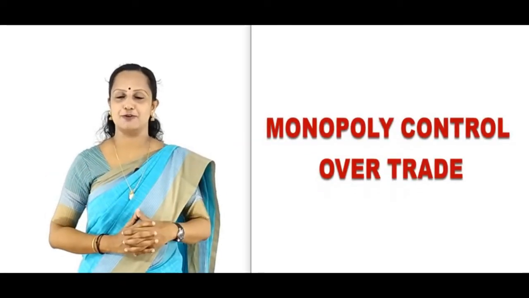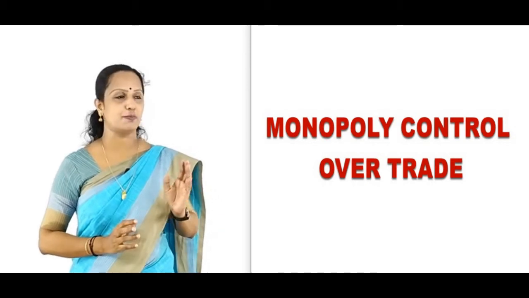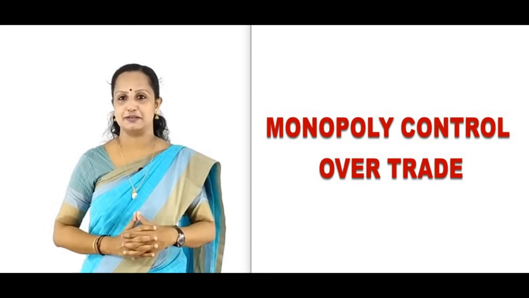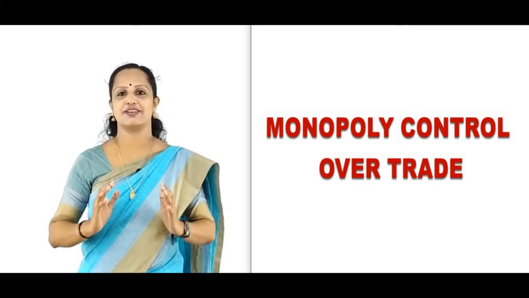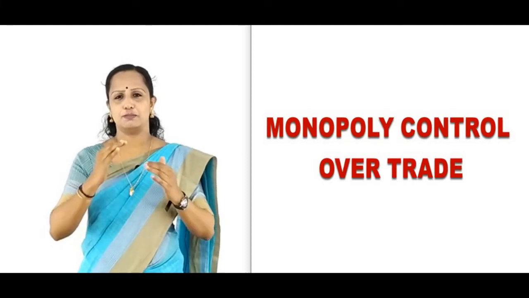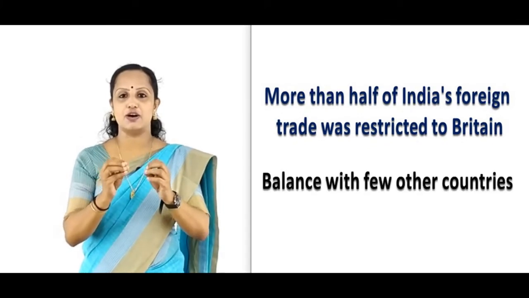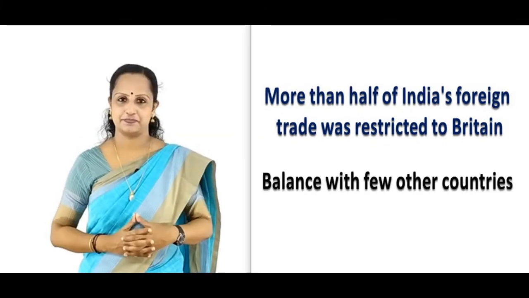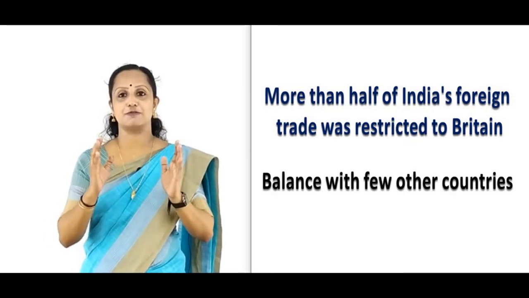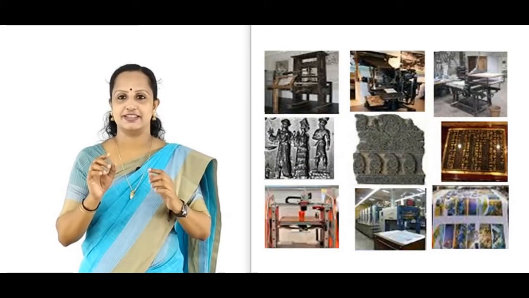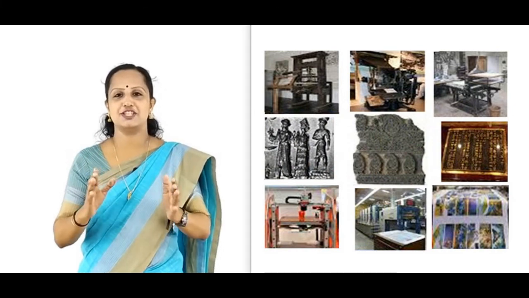The next policy followed by the colonial government is monopoly control over trade. For all practical purposes, Britain maintained a monopoly control over India's foreign trade. More than half of India's foreign trade was restricted to Britain and the rest was allowed with a few other countries. They enforced exports of raw materials to British industries at cheap rates and in turn flooded the Indian market with imports of finished machine-made products. In either way, the British industries profited.